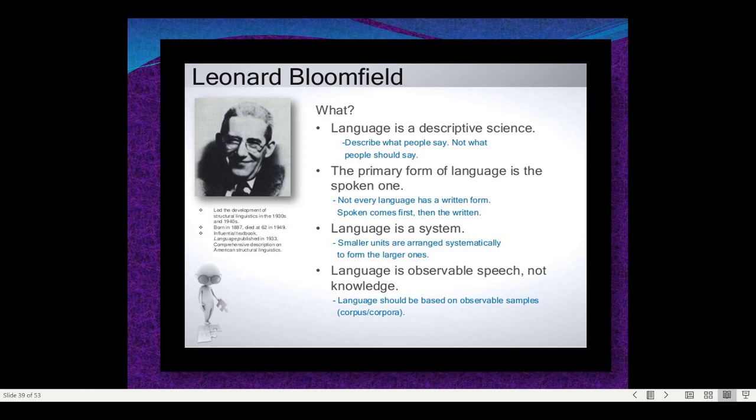and emphasis on formal procedures for the analysis of linguistic data. The influence of Bloomfieldian structural linguistics declined in the late 1950s and 1960s as the theory of generative grammar was developed by Chomsky. So Bloomfield was actually followed by Noam Chomsky, whom we have already seen. According to Bloomfield, language is a descriptive science. That is, it describes what people use.